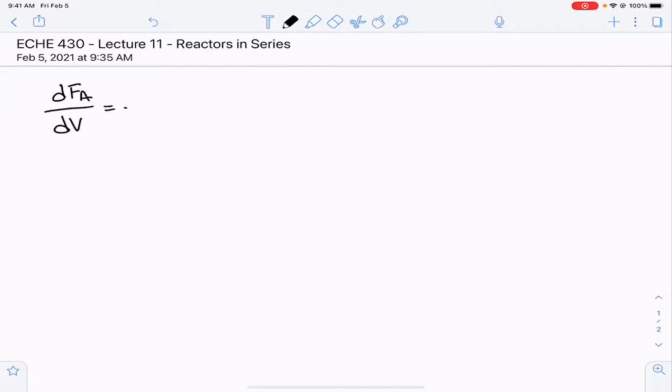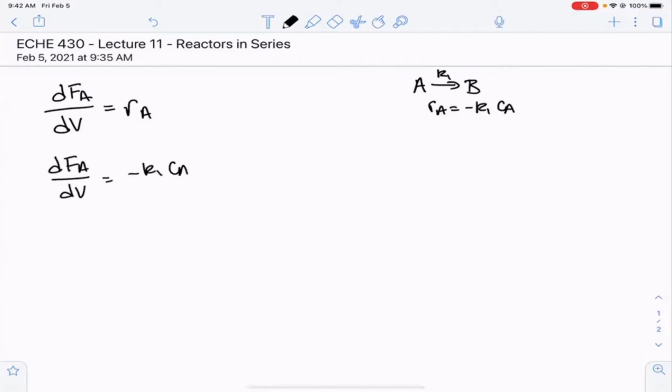dFA/dV is equal to RA. And if we consider the simple reaction A goes to B, with the rate constant K1, of course, RA just equals minus K1 times CA. And so dFA/dV equals minus K1 times CA. And we've made this substitution now a couple of times, where we know that CA times the volumetric flow rate is equal to FA. So this becomes d(CA V)/dV equals minus K1 times CA.